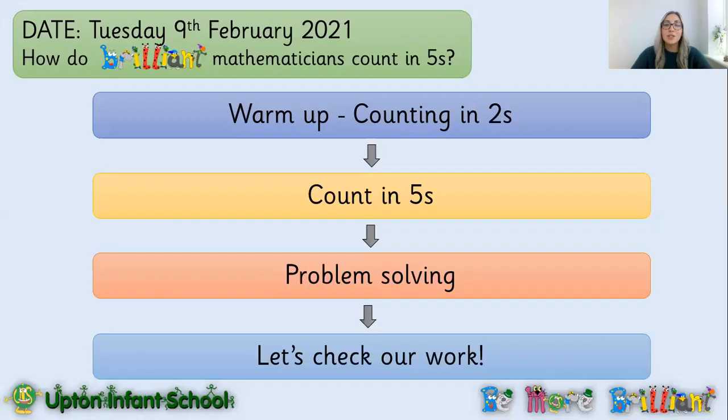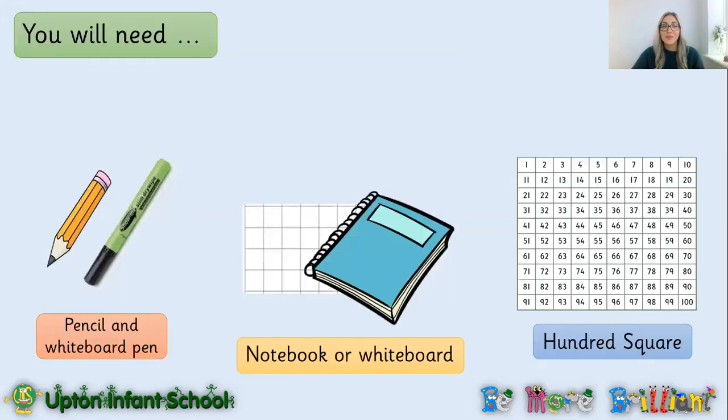So today is Tuesday the 9th of February 2021 and our learning objective today is how do brilliant mathematicians count in fives? So the first thing we're going to do as a warm-up is we are going to count in twos. Then we are going to have a little look at counting in fives. Then we are going to do some problem solving. And then right at the end, we are going to check our work.